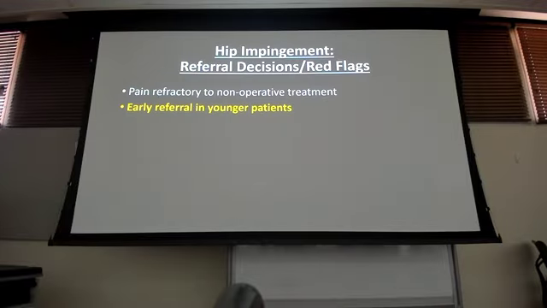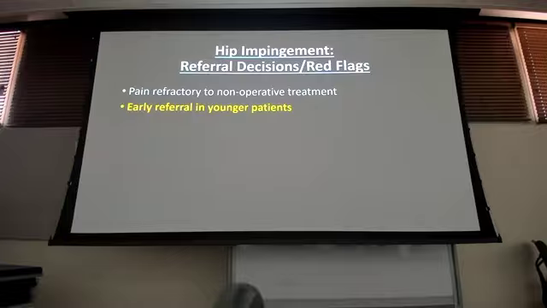Good to go. So when should you refer? Pain refractory to non-operative treatment. So you've done the blueprint, you follow the plan, you get to a point where they're just not improving, you've got to start thinking about the exit, right? Because that's what you guys think about, the exit. How do I get rid of this patient from my clinic? Not yet, but you will. So it's been 3 to 6 months, good to go. Early referral in younger patients, okay? That is in bold gold.